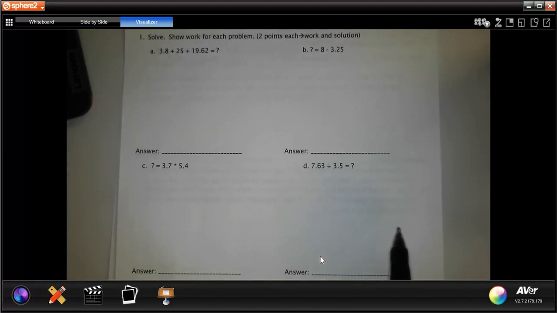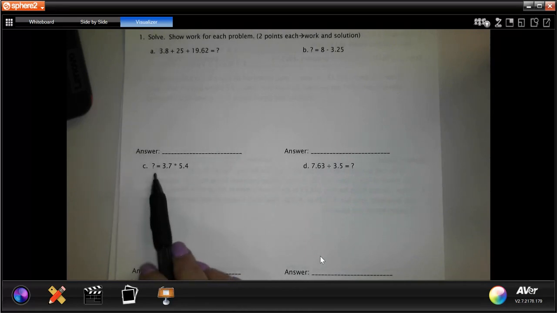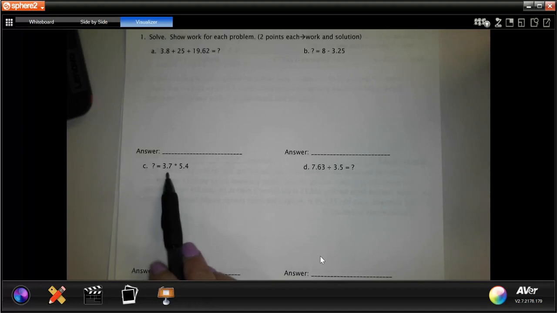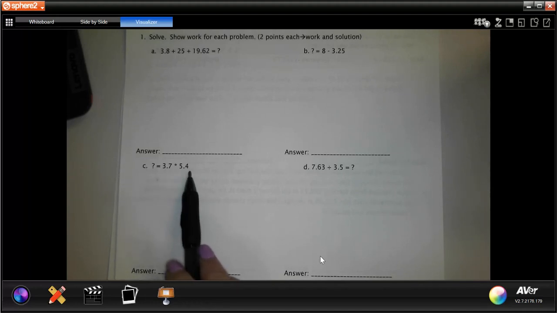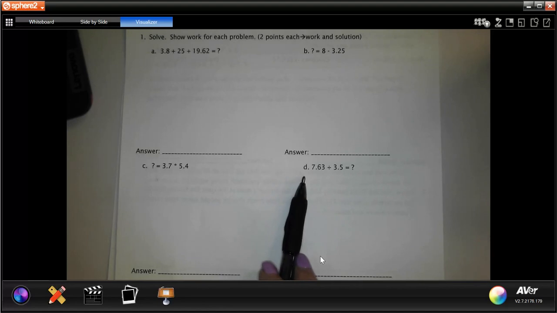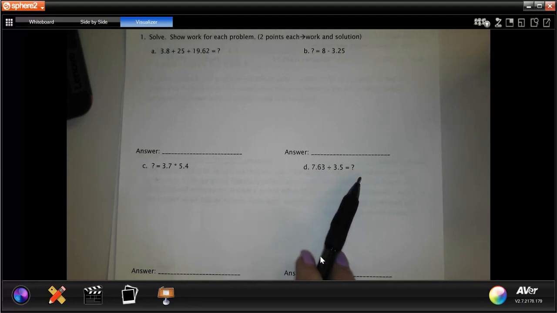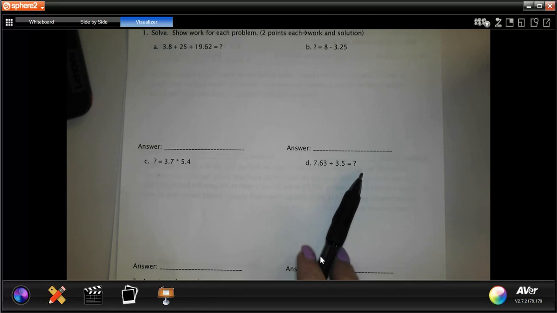Question C and D of number 1 is the same computation with decimal numbers. This one is some number is equal to 3.7 times 5.4. And then in D, it's 7.63 divided by 3.5 is equal to some number. Pause your video, finish those questions, unpause when you're done.